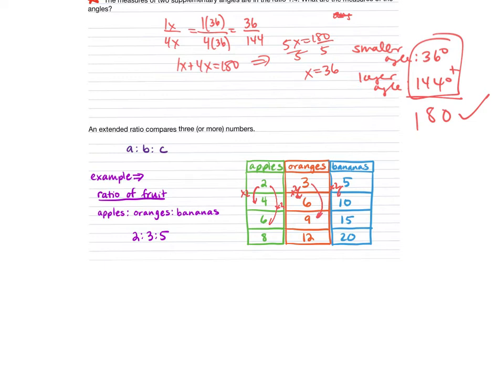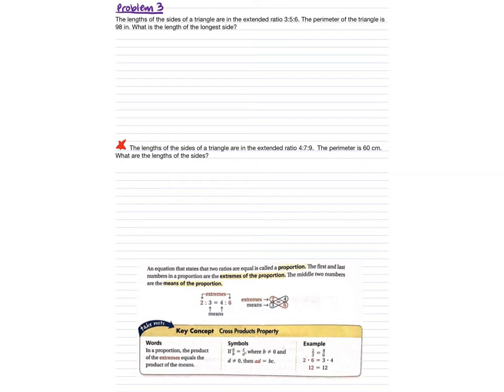It's not as easy to see with a fraction, right? It would be like 2x to 3x to 5x. In this case, x is 2, in this case, x is 3, in this case, x is 4. So it works the same way with an extended ratio. So let's see how that works.